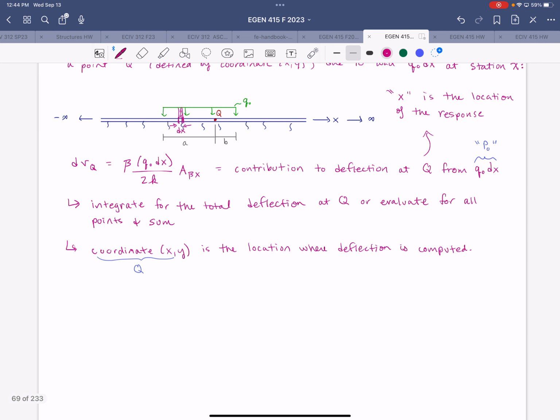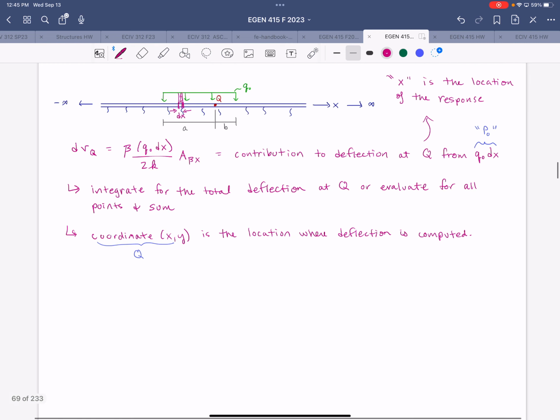All right, so in the last few minutes, we'll set that up and get our starting point for this process. And then on Friday, we will apply it to an example. So we have our deflection at Q.